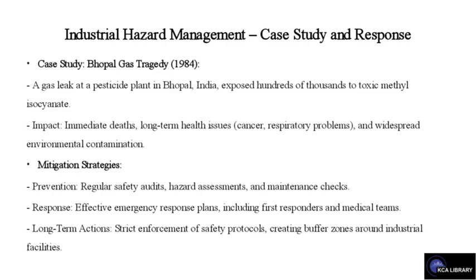Now, the impact of this was that there were immediate deaths, there were long-term health issues, there was cancer, there were breathing, that is respiratory, problems. There was also widespread environmental contamination. Now, what was the mitigation strategy? Mitigation was what was carried out to curb it, to prevent it from happening again. Now, for the prevention, there were regular safety audits in that environment. There was hazard assessment, and there were maintenance checks.